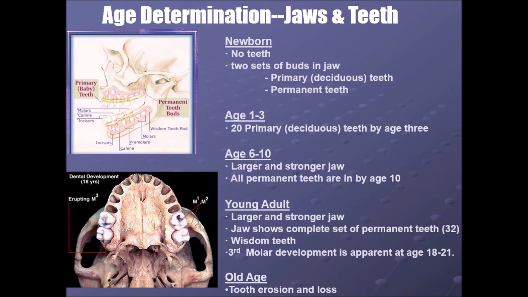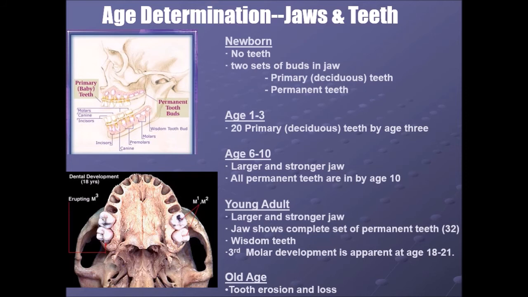Ages 1 to 3, primary teeth, these are the deciduous, also known as milk or baby teeth. These are all coming out now. By the age of 3, they've got them all in. By the age of 4, 5, and 6, they start to lose those teeth and replace them with the permanent teeth. All of the adult teeth, the permanent teeth, will be in by age 10.